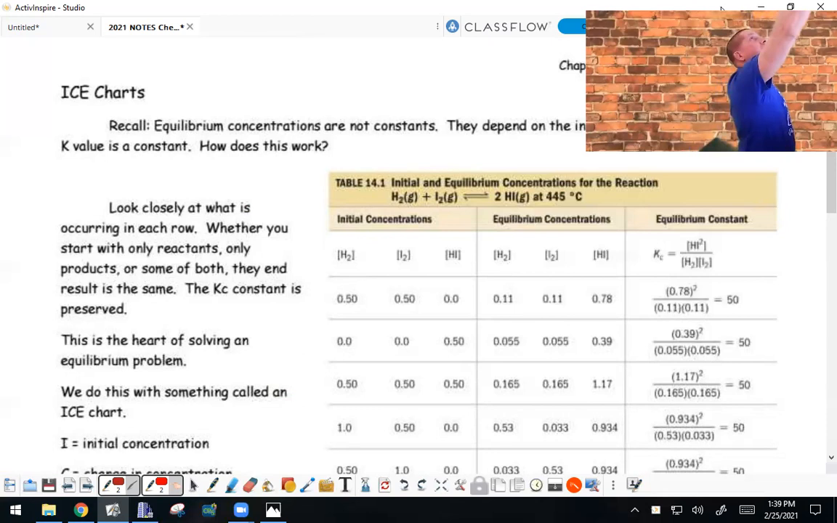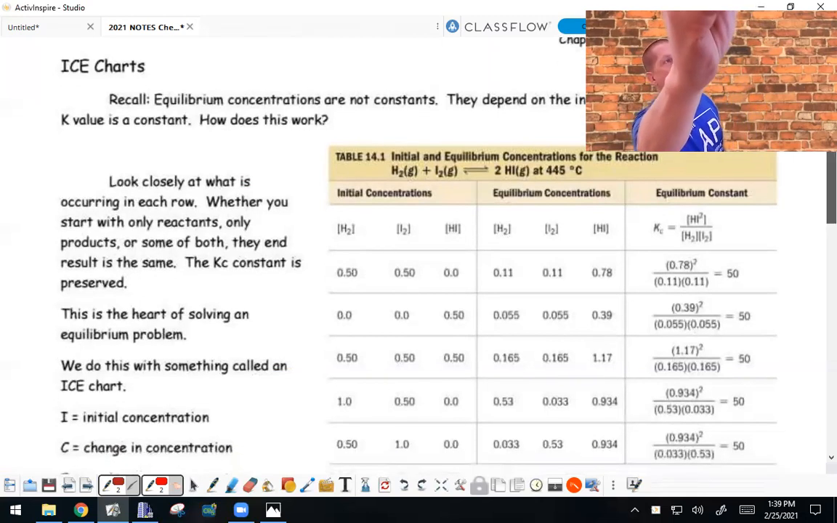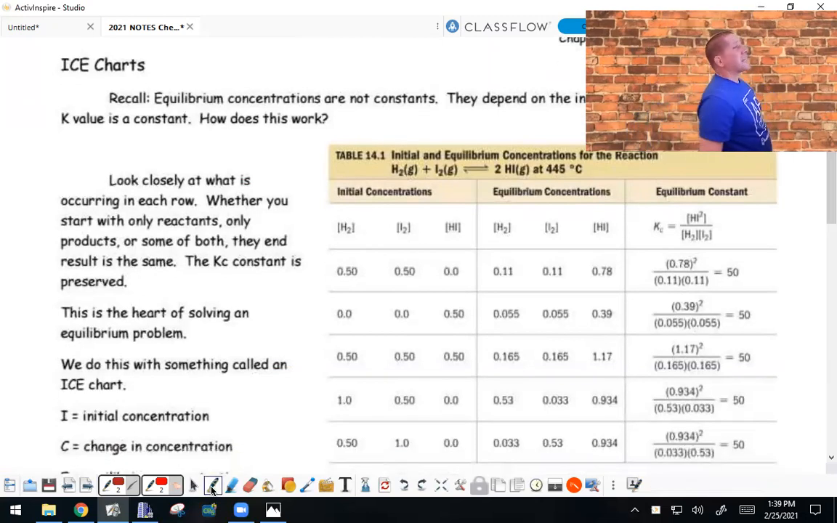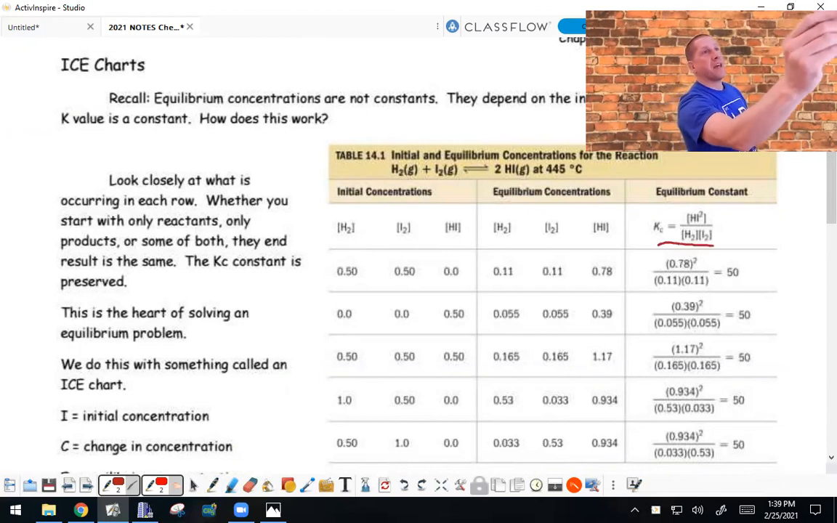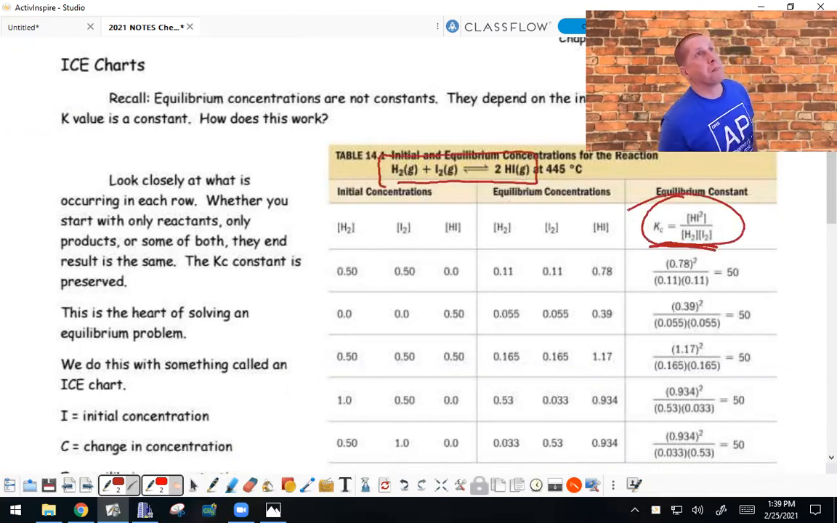So the K value is a constant. Though the equilibrium concentrations can be different, the K is a constant, so that products over reactants, coefficients become exponents. You can see they have done that over here. So here's our reaction. Here's our K expression.